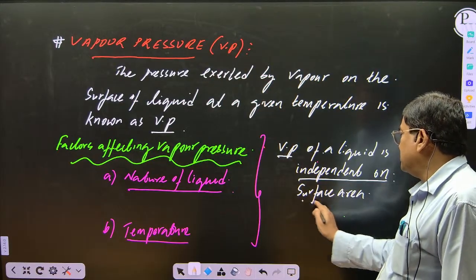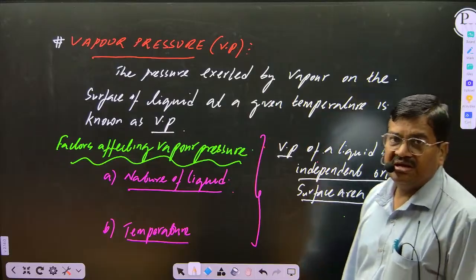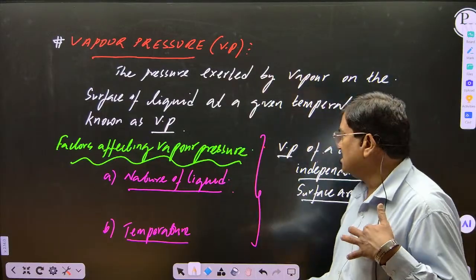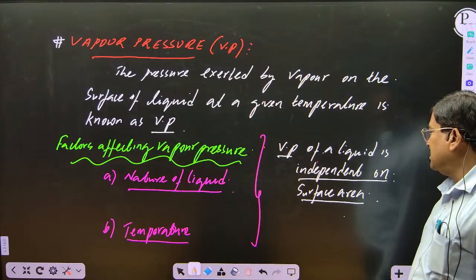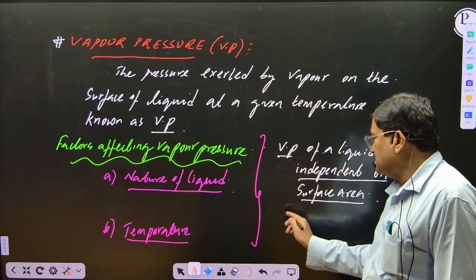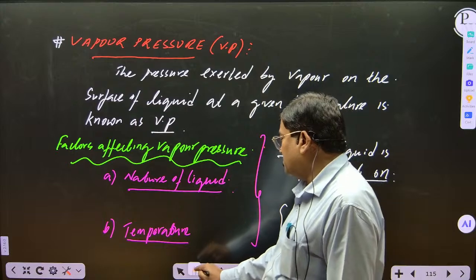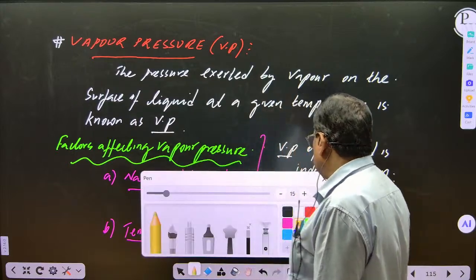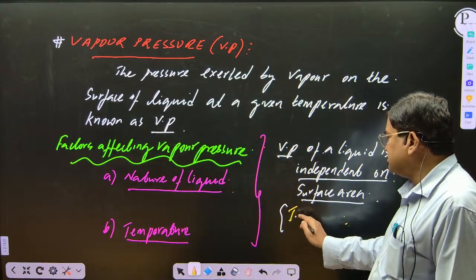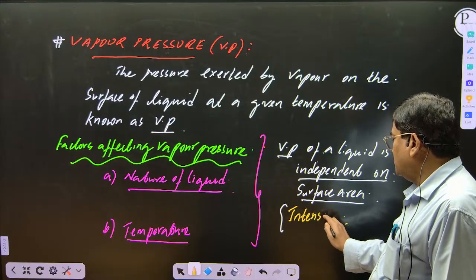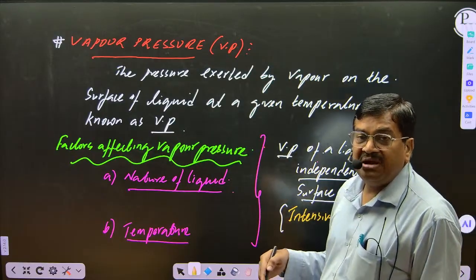This is important. So conceptually you have to know important points. In exam they give it in the form of statements. So vapor pressure of a liquid is independent of surface area. What is the reason? Since it is an intensive property. What is intensive in thermodynamics? In first year you people studied it is a property of a system which doesn't depend on amount.